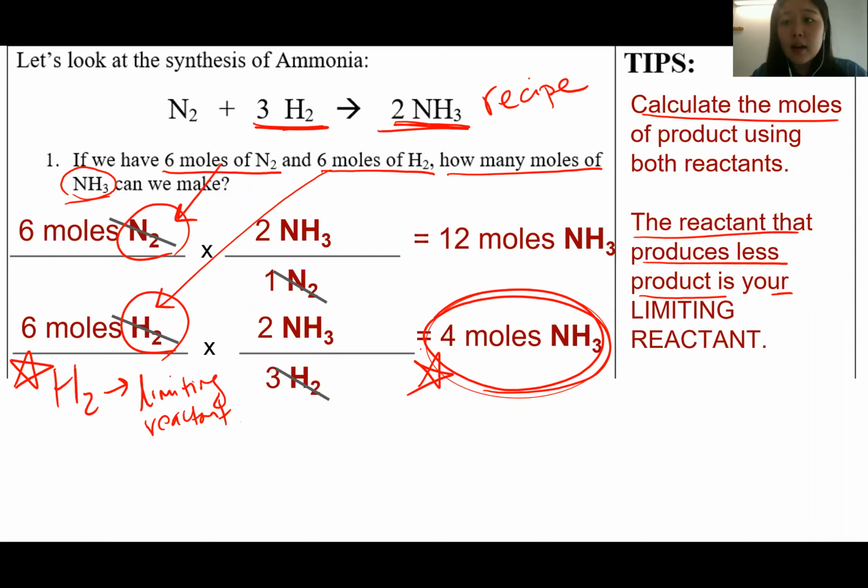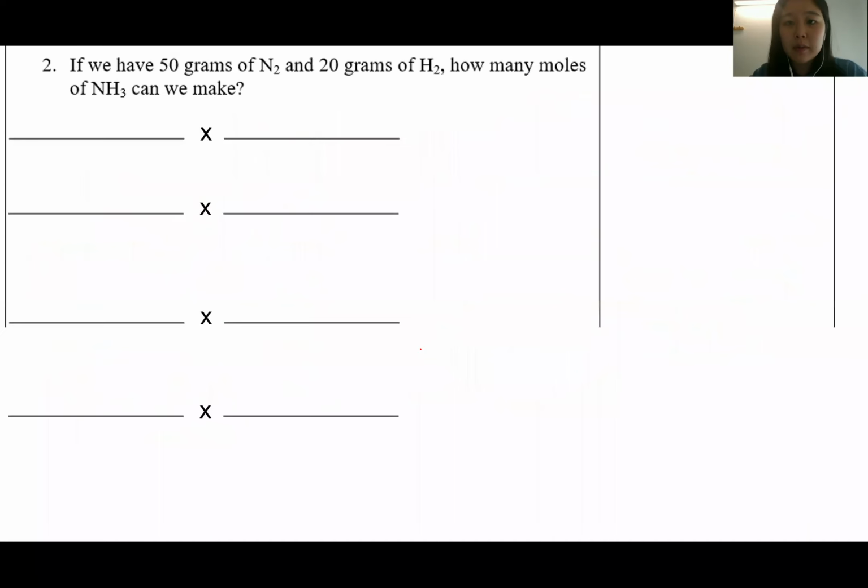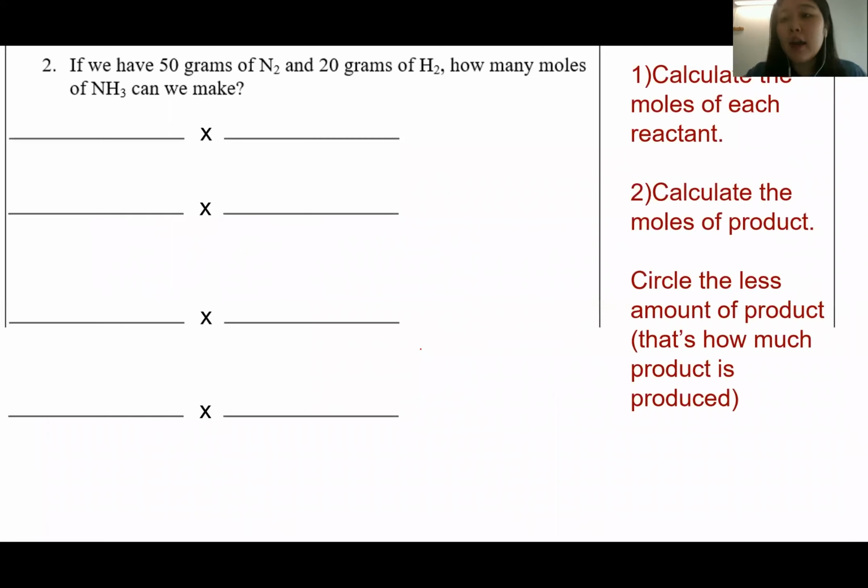We're going to look at another set of problems here. Number 2. And I gave you the steps over here. So number 1, let's read the problem first. If we have 50 grams of N2 and 20 grams of H2, how many moles of NH3 can we make?